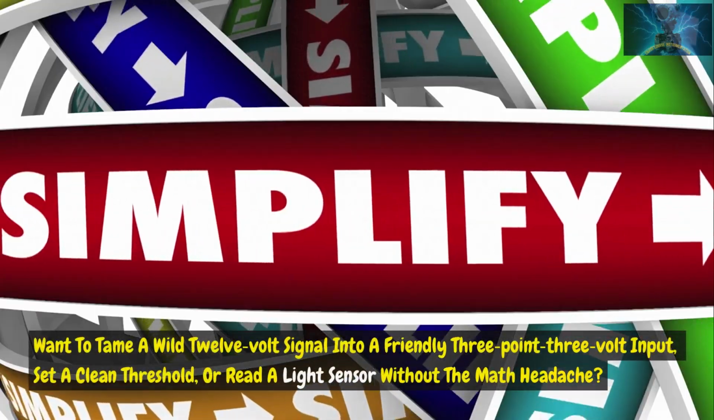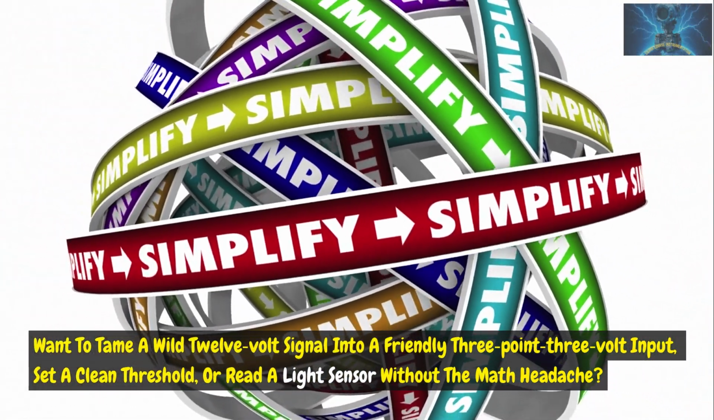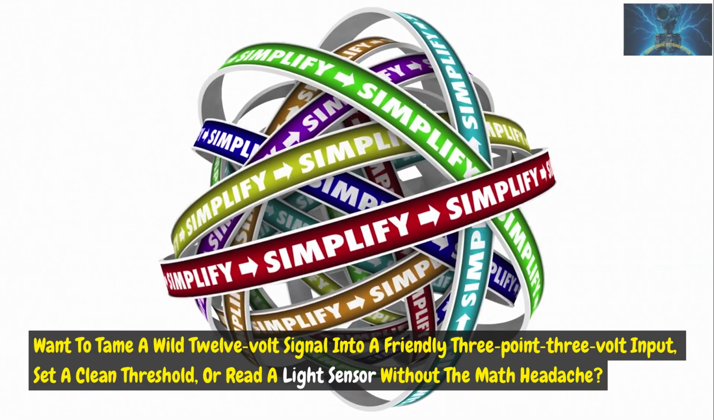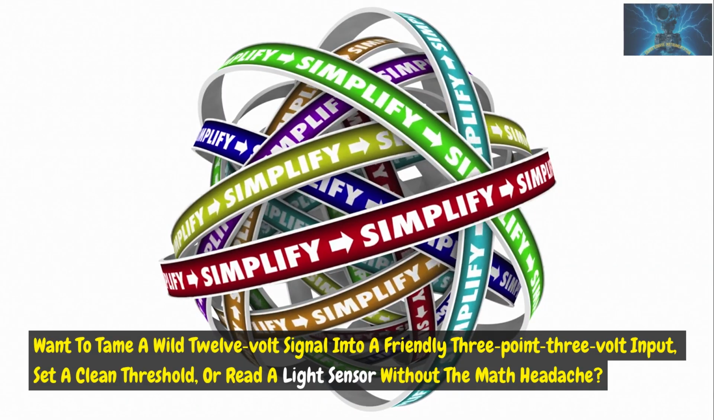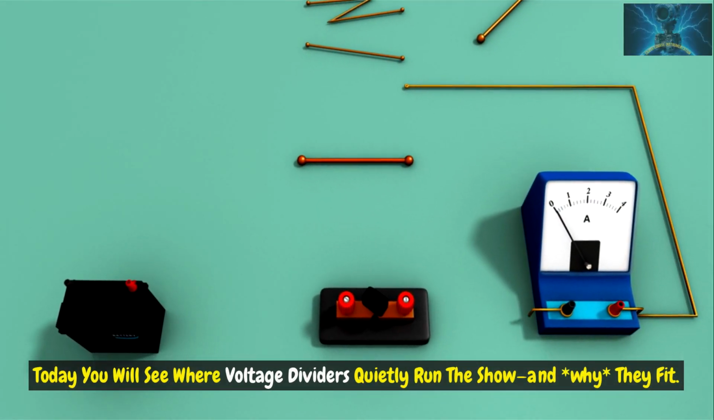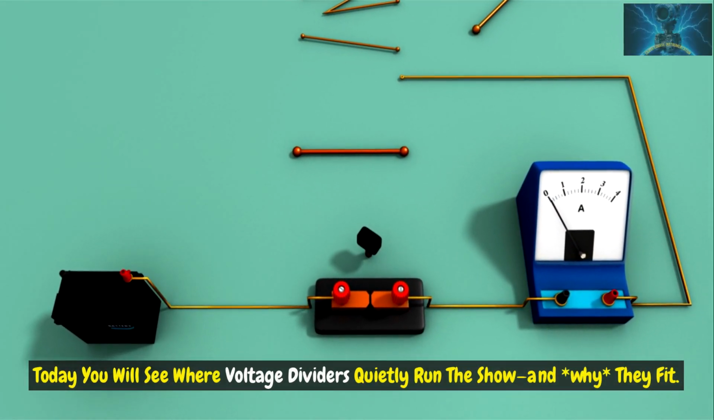Hook: want to tame a wild 12-volt signal into a friendly 3.3-volt input, set a clean threshold, or read a light sensor without the math headache? Today you will see where voltage dividers quietly run the show and why they fit.